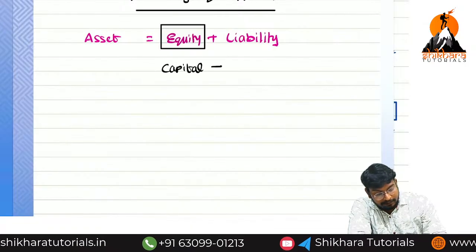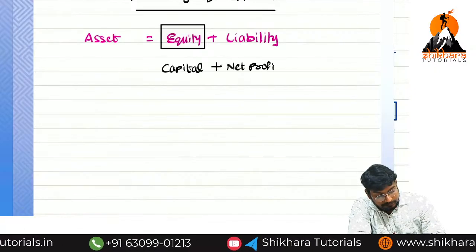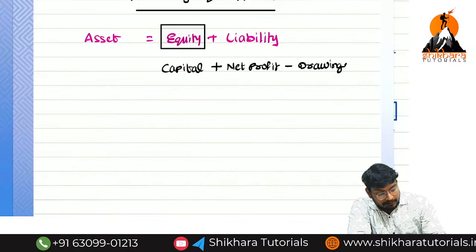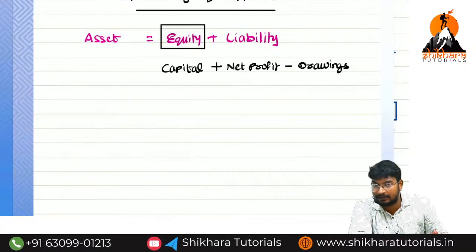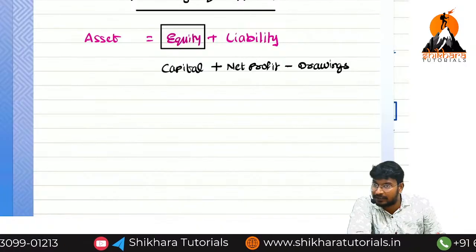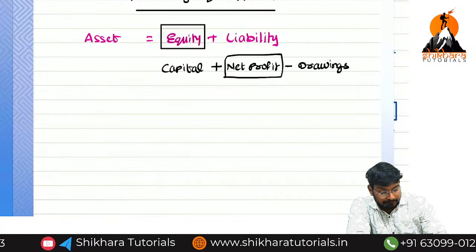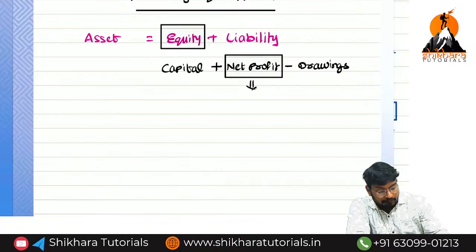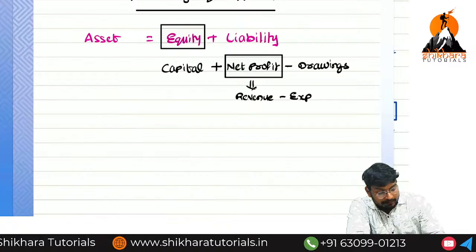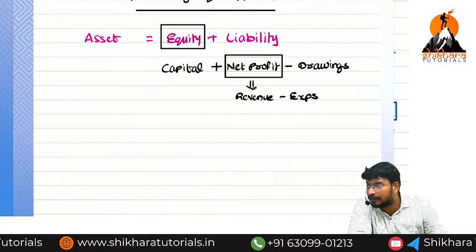We need to add back what, ma? Net profit. We need to less drawings. As of now, only these 3 are there. Okay, now imagine, most of the times we will get the profit. Only sometimes we will get what, ma? Loss. What is the formula for the net profit? Revenue minus expenses, or incomes minus expenses. Okay, now this is the formula for the net profit.